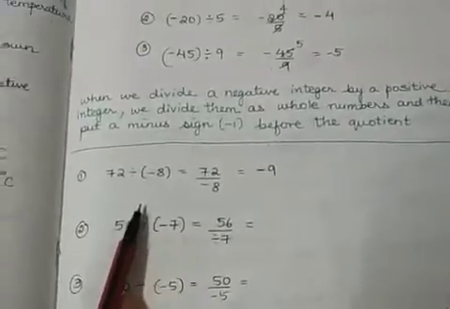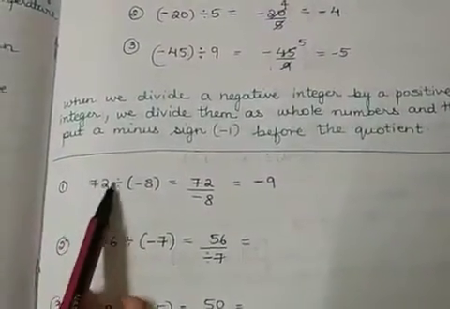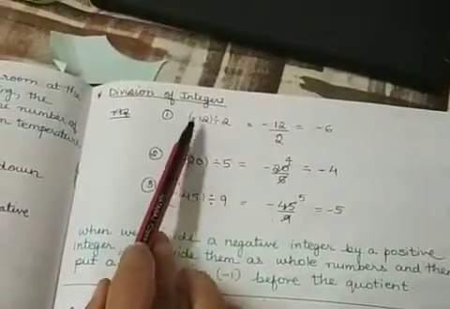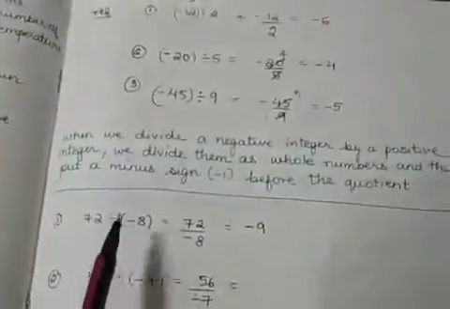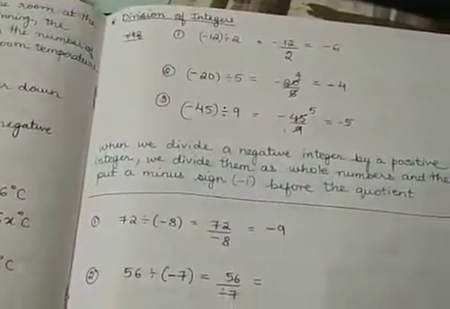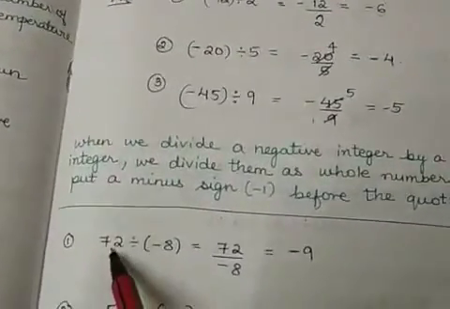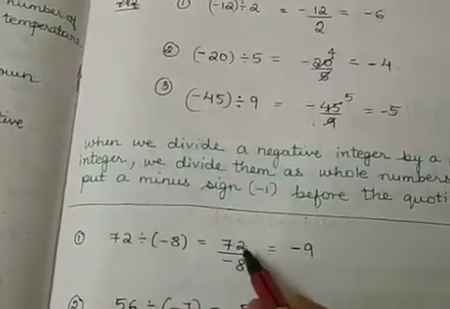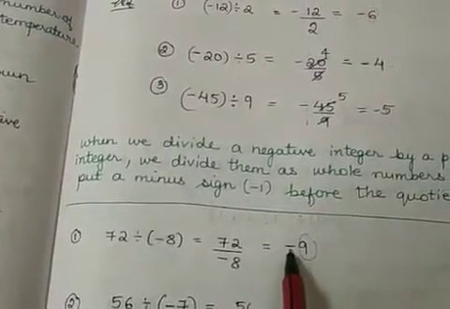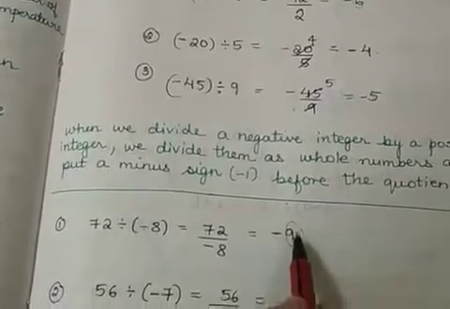Now let us look at the second case. Here you are dividing a positive integer by a negative integer. Here it is the same procedure. First you divide 72 by 8. 72 upon 8 is 9. Then you put the negative sign. So you get minus 9.